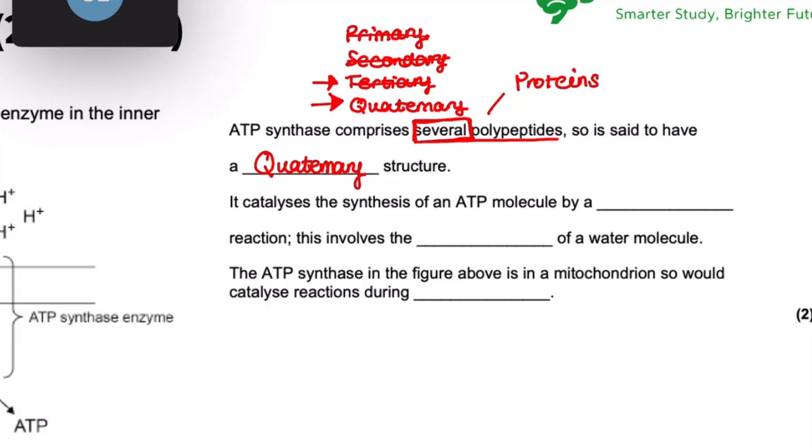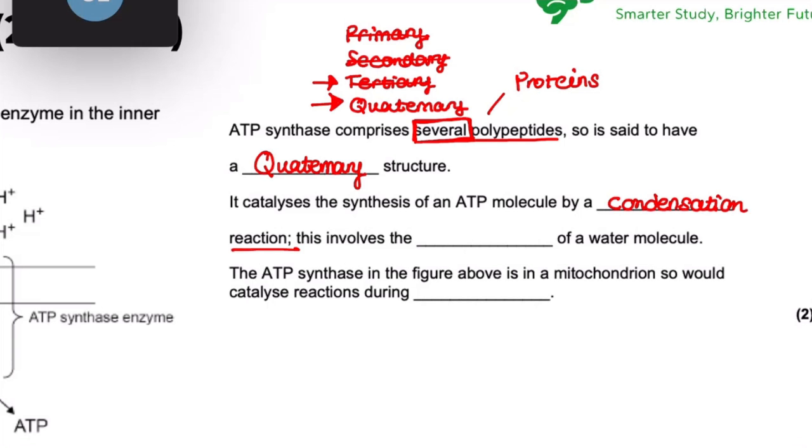It catalyzes the synthesis of an ATP molecule by what? We're talking about ATP synthase. It catalyzes the synthesis of an ATP molecule by what sort of reaction? When we are synthesizing ATP, we talked about already on the previous slide that it's a condensation reaction. So we've got condensation.